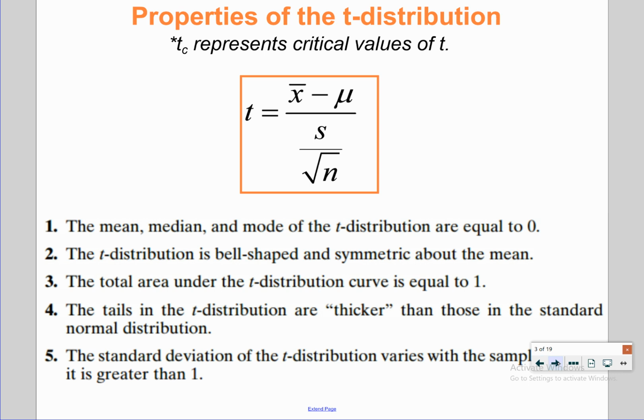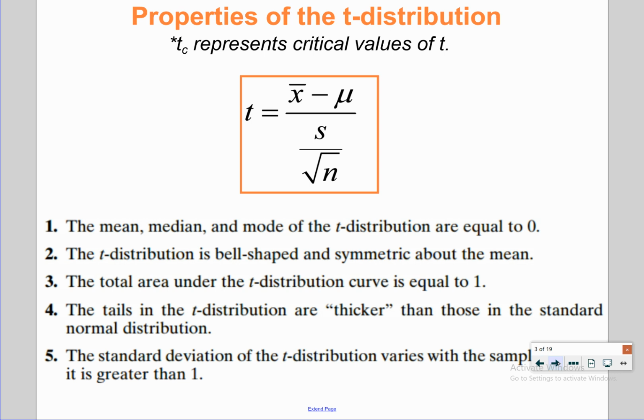Okay, so if you look at this, this is how we calculated essentially a z-score, but now it's all sample stuff instead of population stuff for that standard deviation. So on top, we still have x bar minus our mu, our population mean, and then we're dividing by s over the square root of n. Remember, s over the square root of n was the margin of error that we talked about when we did our z-scores.